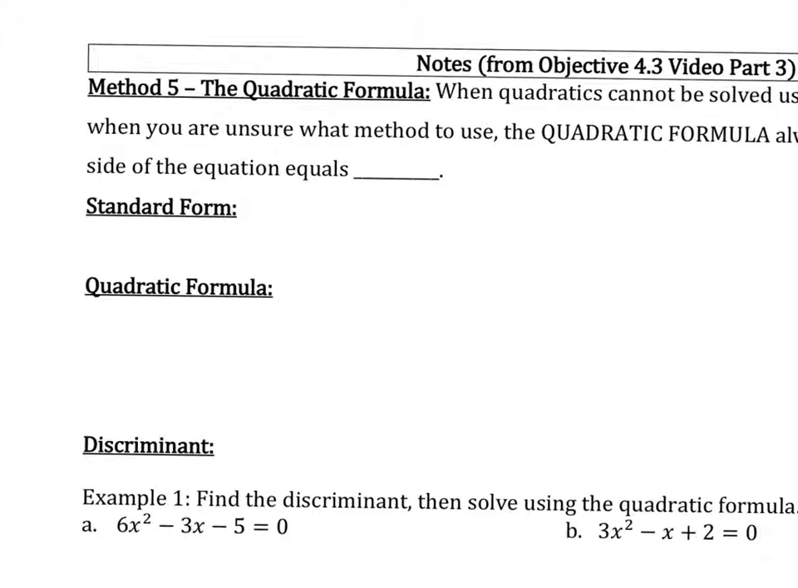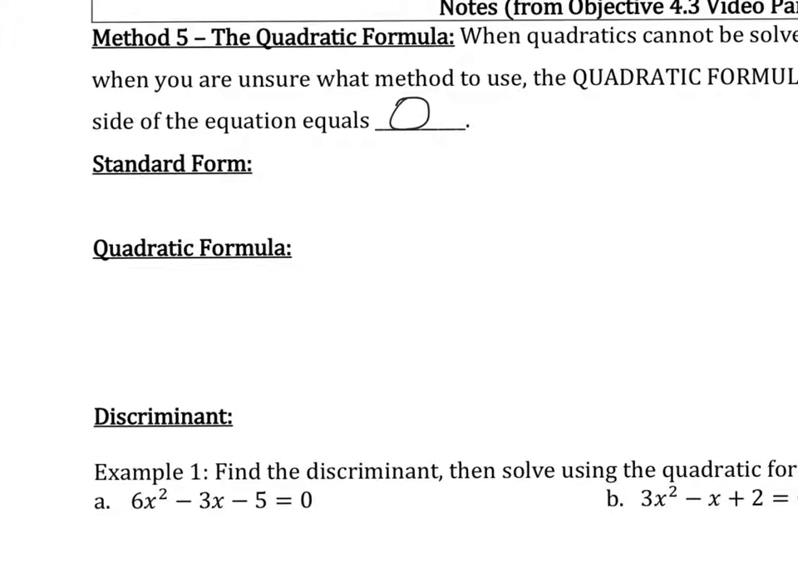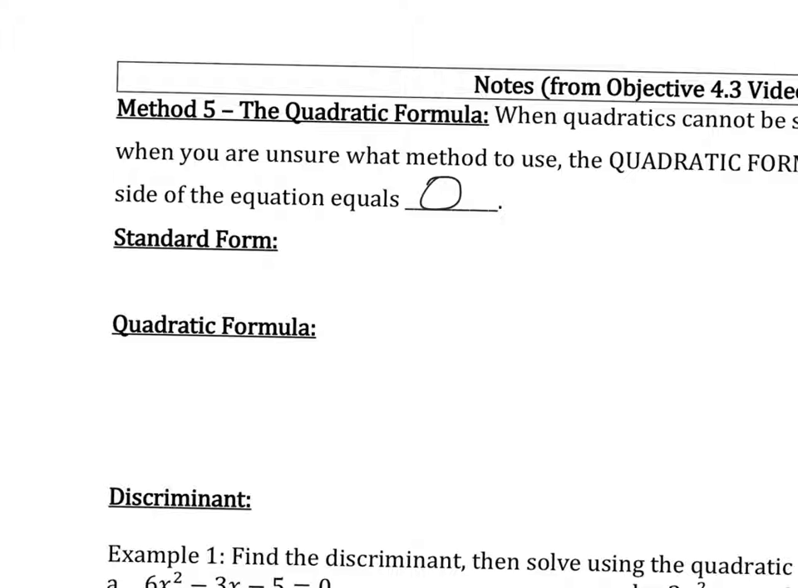But just like a previous method said, in order to use this, you have to make sure one side of the equation equals 0. So there's a couple of definitions that we're going to need here before we get started. First of all, standard form of a quadratic, we've mentioned this several times already. Standard form looks like ax squared plus bx plus c equals 0. A is the number in front of x squared, b is the number in front of x, and c is the constant.